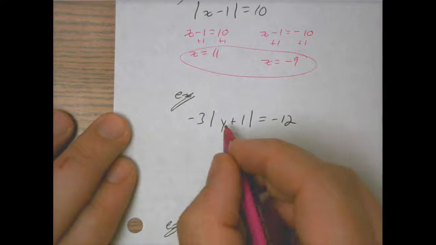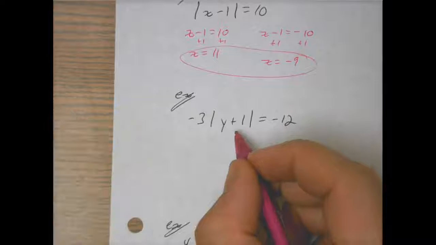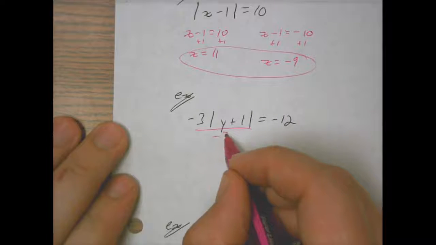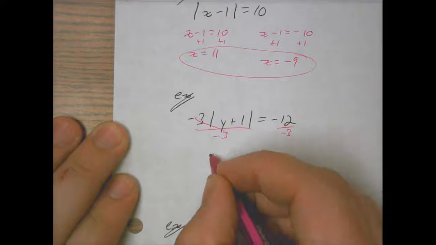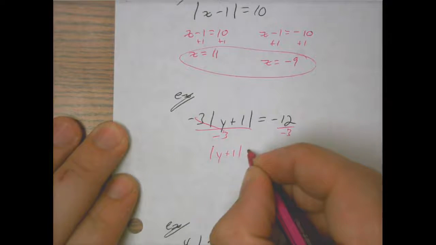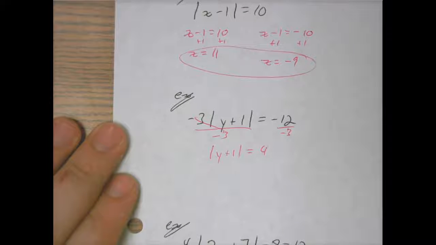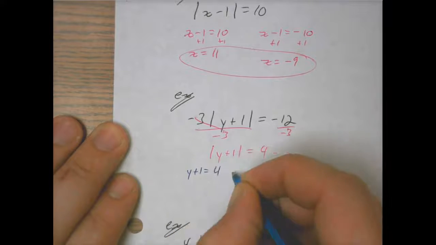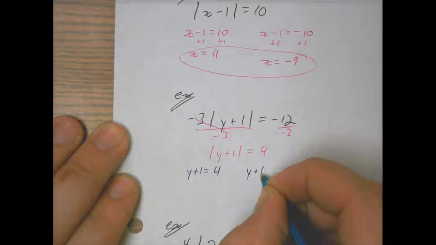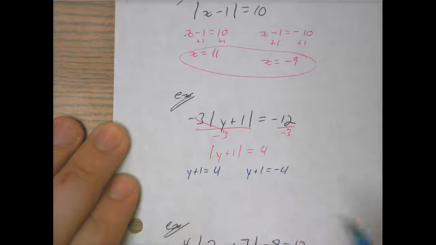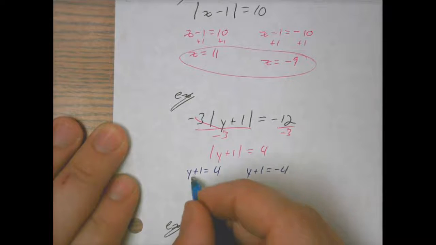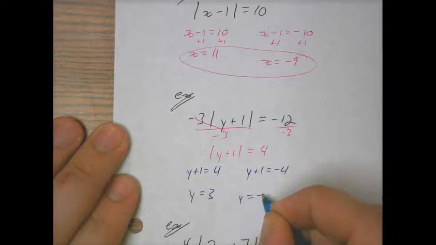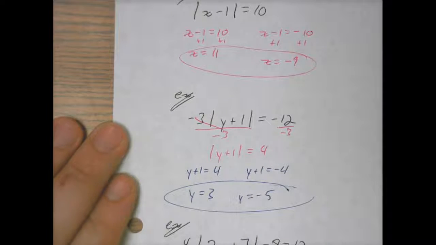Likewise here, except I don't have my absolute value alone by itself right now, so what we need to do first is divide both sides by negative 3. So the absolute value of y plus 1 is 4. Now that I have the absolute value by itself, I can say y plus 1 is either equal to 4 or y plus 1 is equal to negative 4. Again, subtract 1 from both sides in this case. So minus 1, y could be 3, and minus 1, y could be negative 5. Either way, both are good possible options.